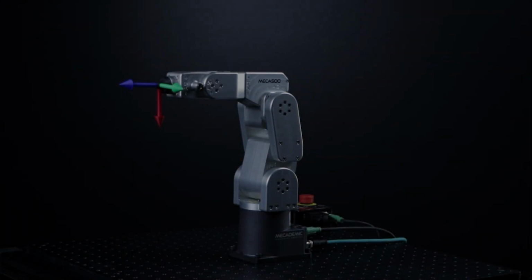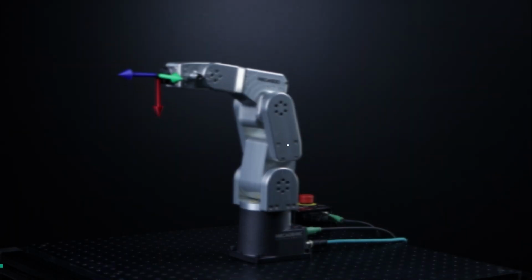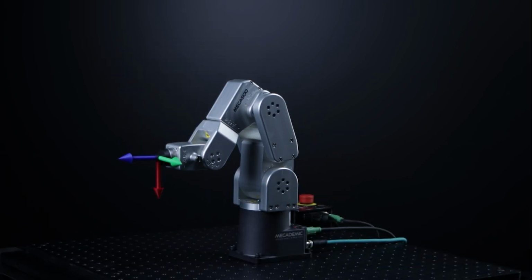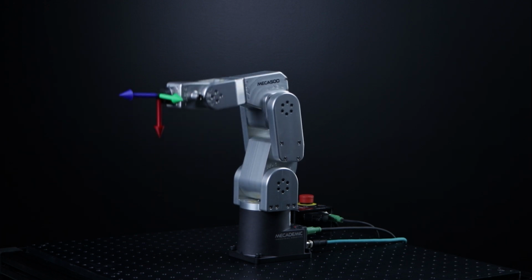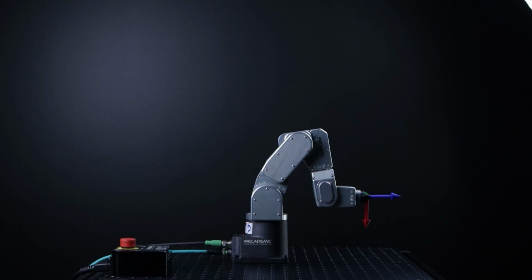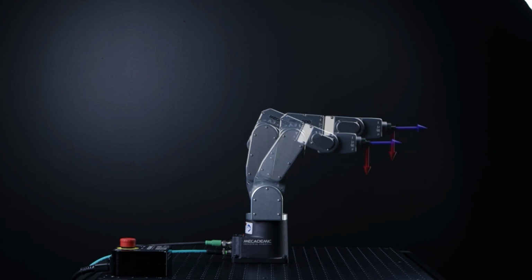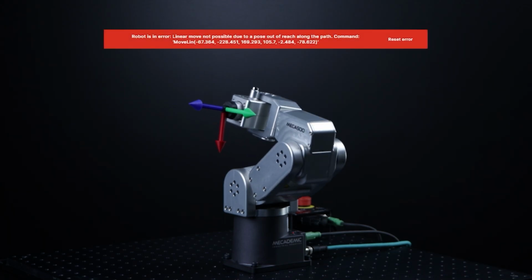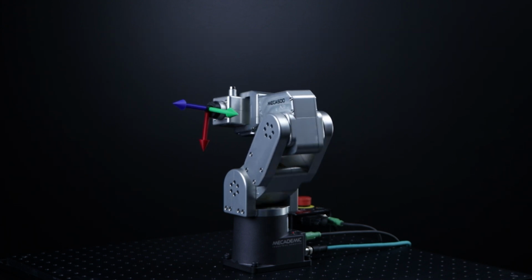Other than joint space moves, there are Cartesian space moves, such as move lin. This movement is expressed in Cartesian space and forces a specific Cartesian path to the end effector. For the same starting and ending robot positions, a linear movement will generally be slower than a joint space movement. The drawback of move lin is that it's sensitive to singularities, but this move is still required for some applications.